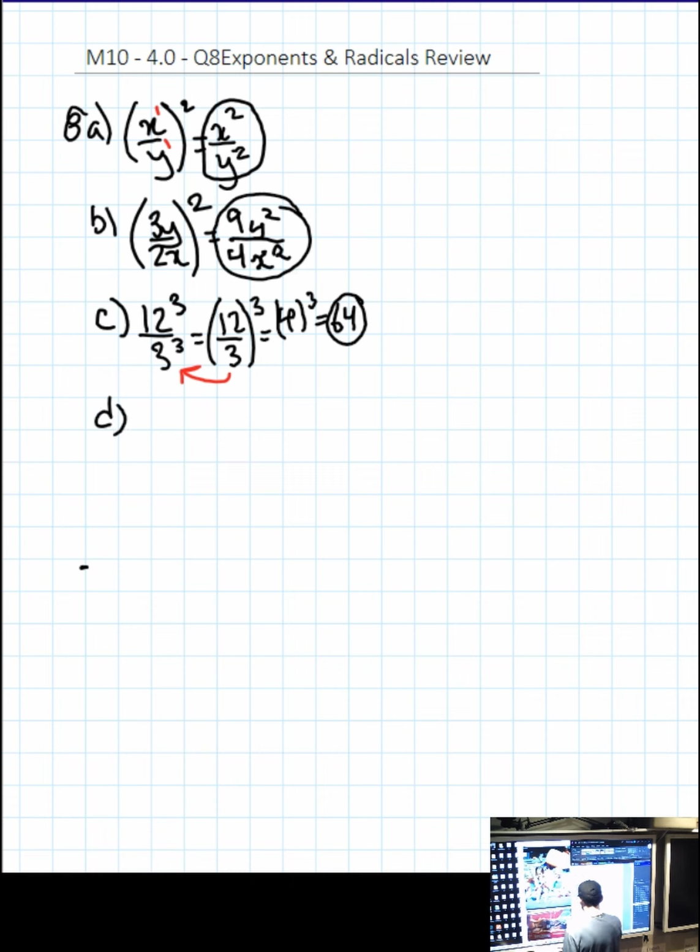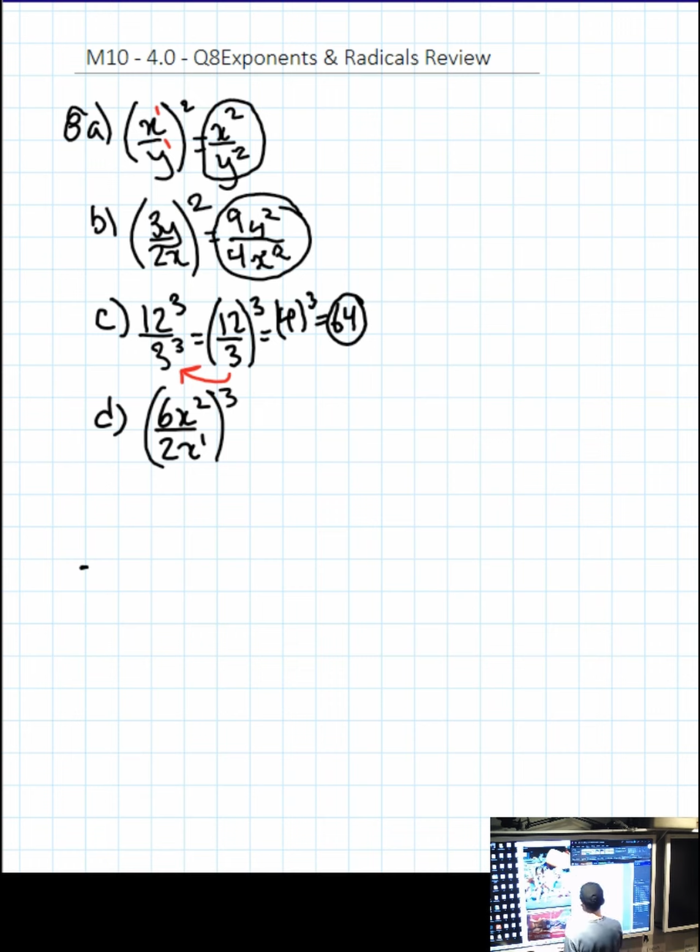Okay, D. So we have 6x squared over 2x. I'll give it a 1. All cubed. So this time you may ask, what do we want to do first? Well, first of all, I'm going to go down the page this time. And do I want to cube 6? Do I want to cube 2? Do I want to cube the x's? No, I'd rather simplify the inside first.